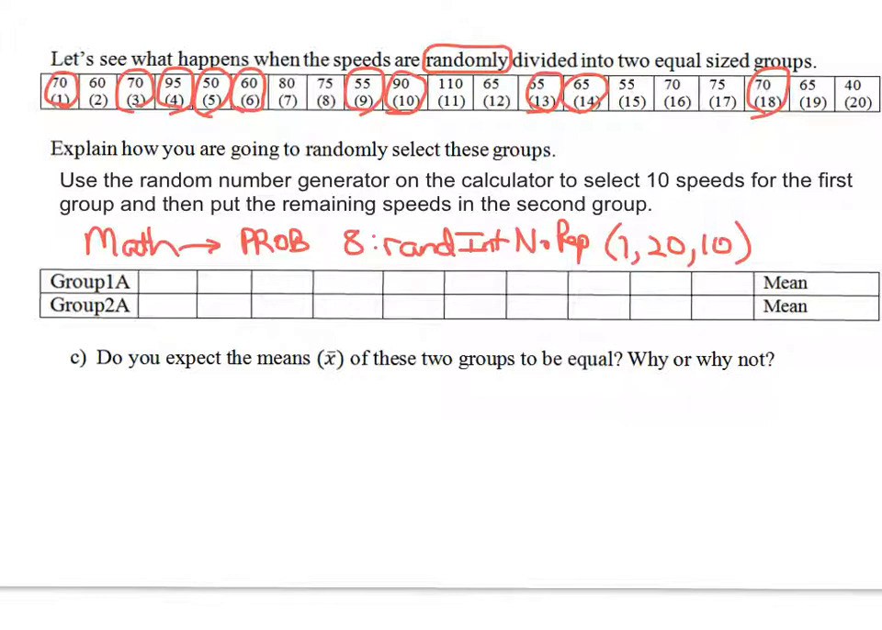So I've got 10 of these speeds that I'm going to call group 1A. So go ahead and put those numbers in group 1A and put the remaining ones in group 2A. Once you get those numbers in, please calculate the mean for each group.